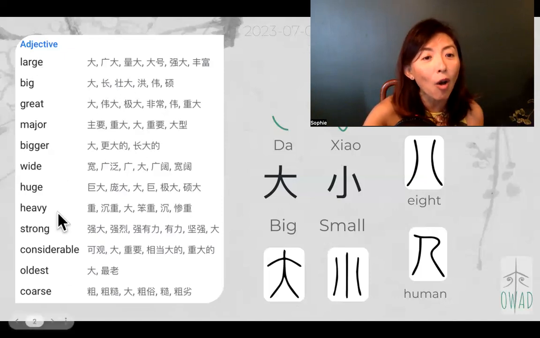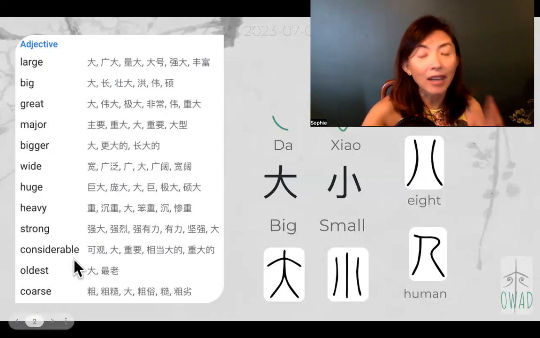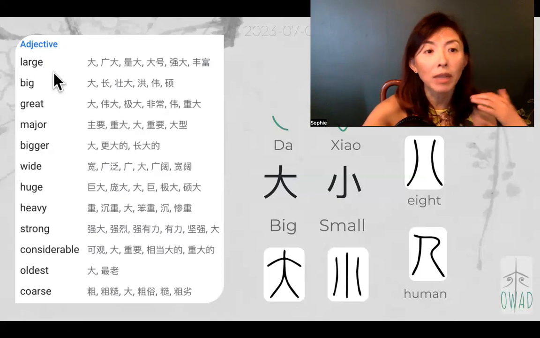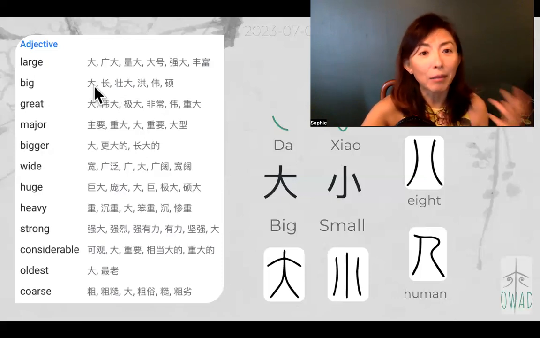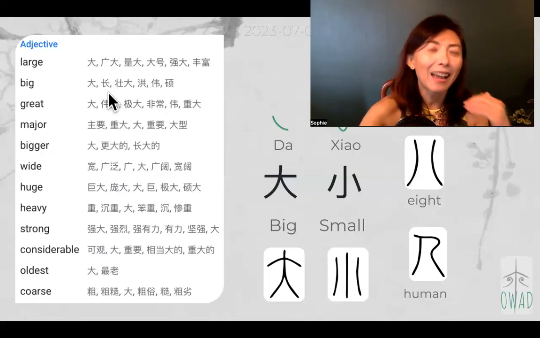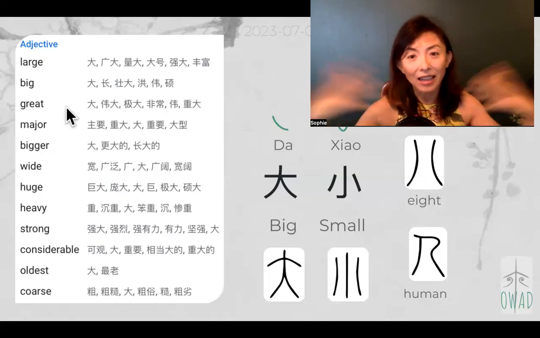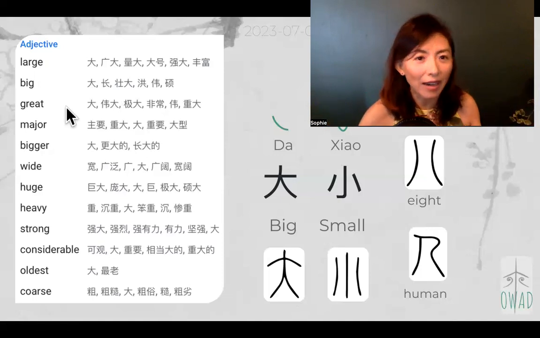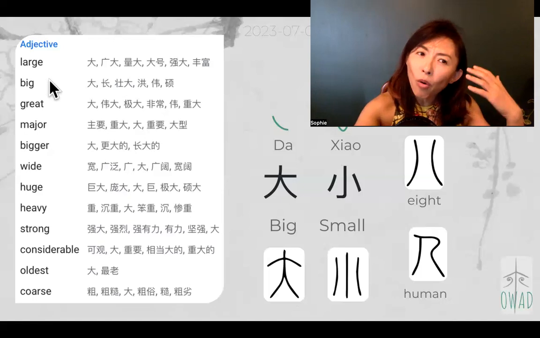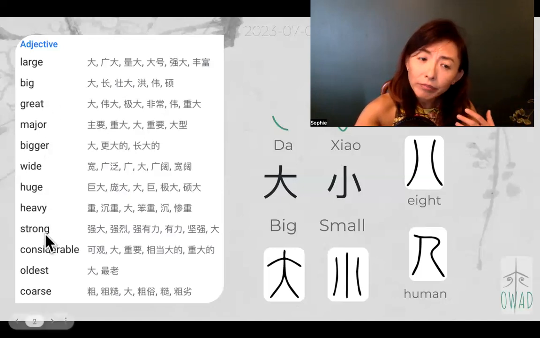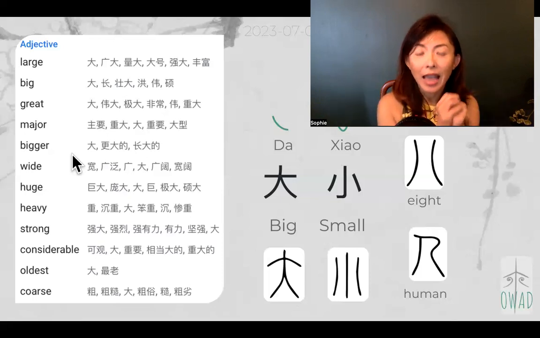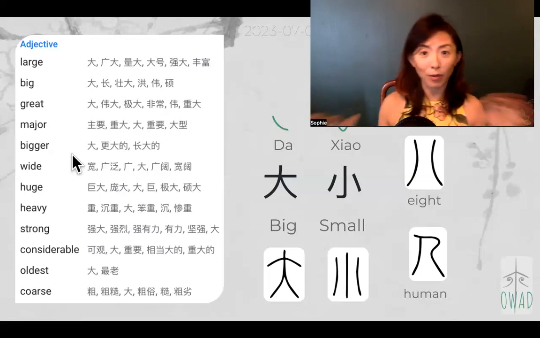And you can see it's almost like in any kind of metric or dimension. Large could mean volume, could mean impact, right? And big is very generic. And then great, again, is like significance, something like that. Major, like a major event. So in English, we have all these different words to use in different contexts. But in Chinese, we don't bother with that.